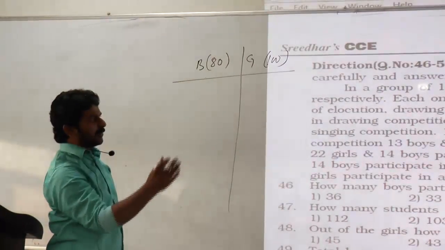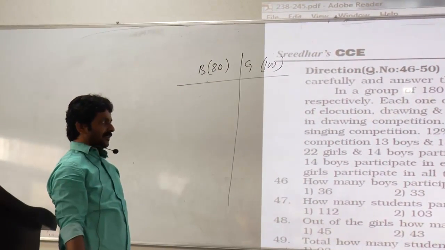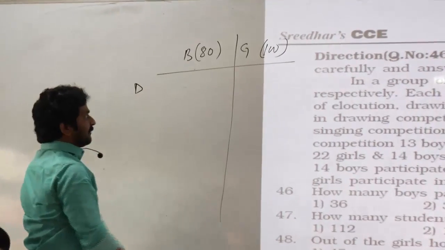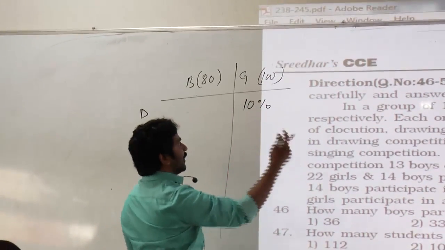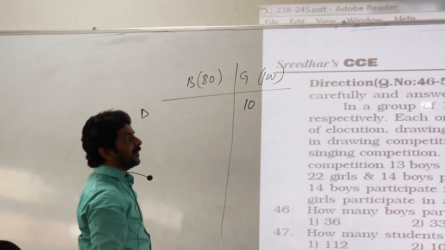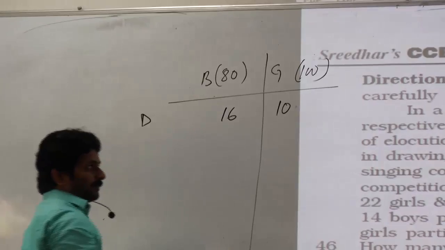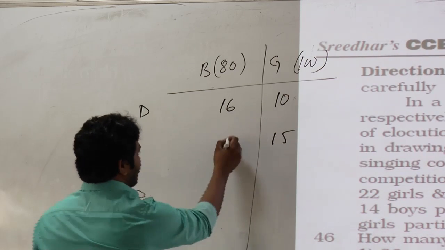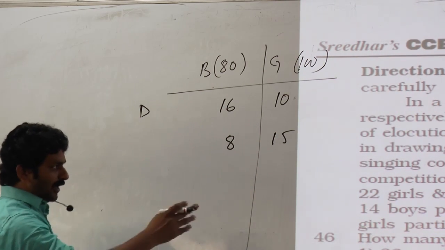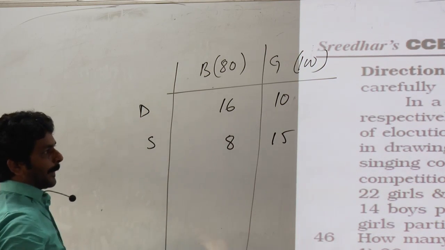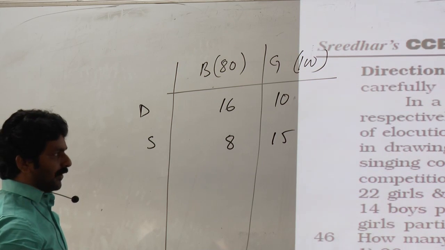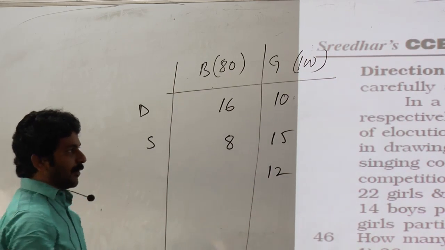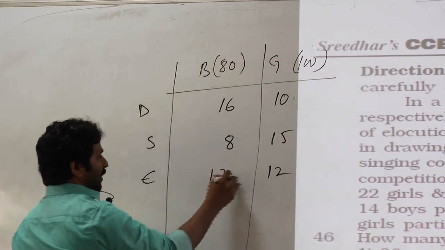each of them participates in 1 or more competitions out of elocution, drawing, singing. 10% of the girls and 20% of the boys participate in drawing competition. 10% of girls, you can write direct number itself, and 20% of boys, 16. 15% of girls, that is 15, and 10% of boys participating only in singing. Wait. Only drawing, this is only singing. 12% of the girls, 12. 15% of the boys, only elocution, 15%, which is 12.